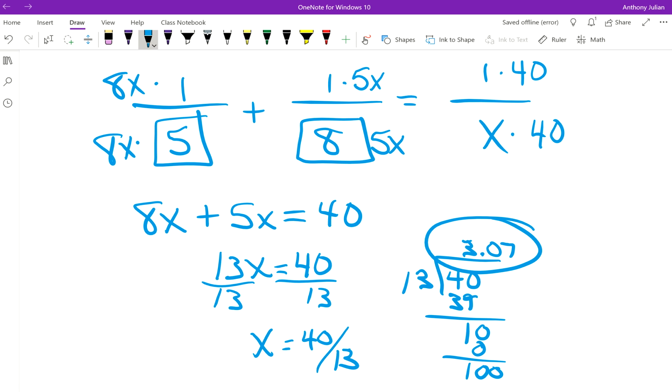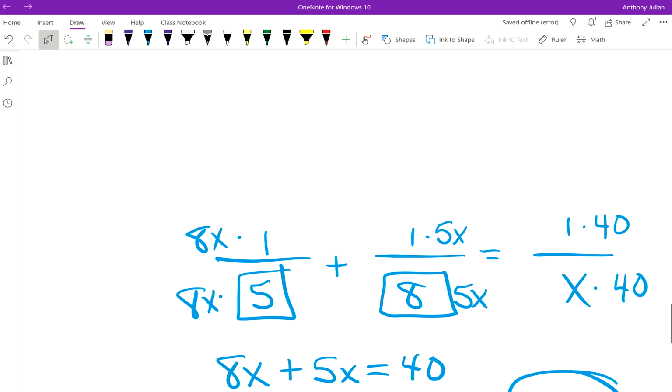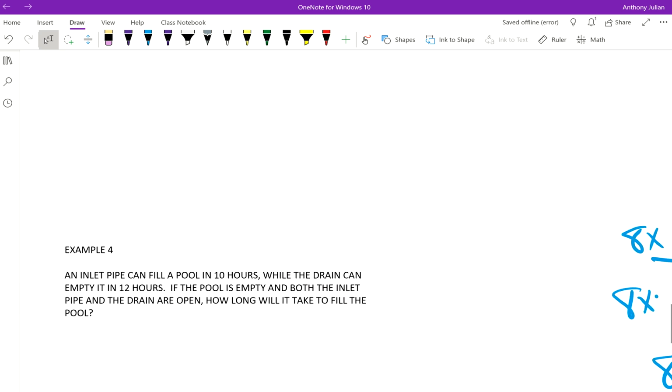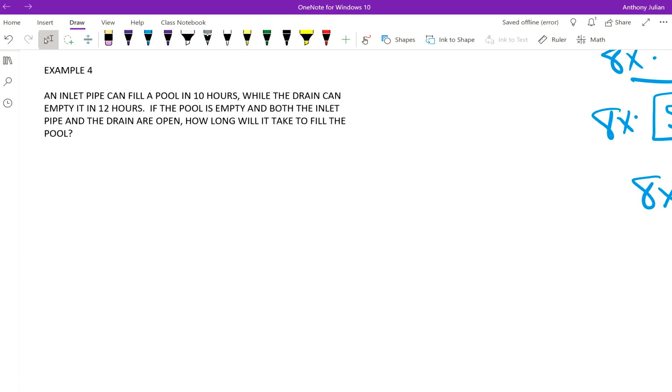All right, so that's a basic problem with respect to the setup of it. Okay, and we'll take this from here as we go forward. All right, that's our setup. Let's see, so now, of course, our problem here is giving us a little curveball. And this says an inlet pipe can fill a pool in 10 hours, while the drain can empty it in 12 hours. If the pool is empty and both the inlet pipe and the drain are open, how long will it take to fill the pool?